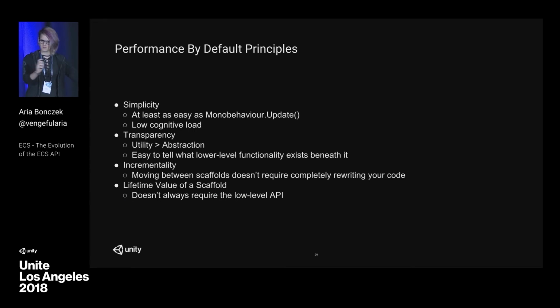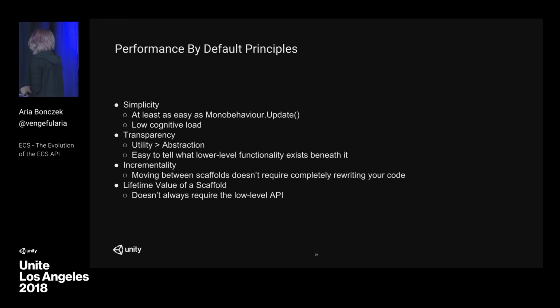So to sum up the different principles that I hope I was able to get across, we do care a lot about simplicity. We want it to be just as easy to write your code in ECS as it is in MonoBehaviours. And we also want to make sure that the cognitive load is as low as it needs to be. You shouldn't have to be worrying about a significant amount of complexity if your system and the actual transformations you're doing don't require it.